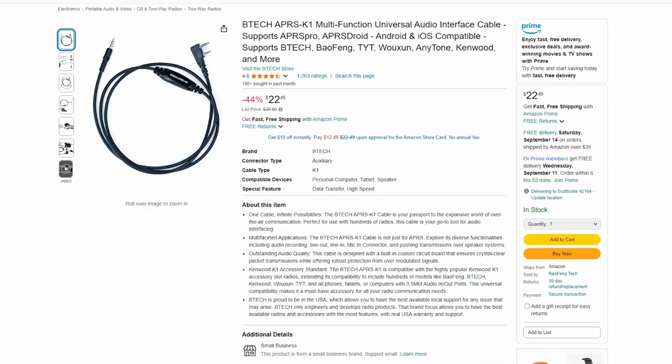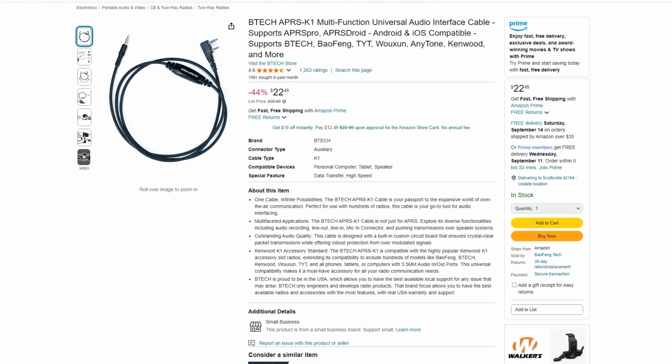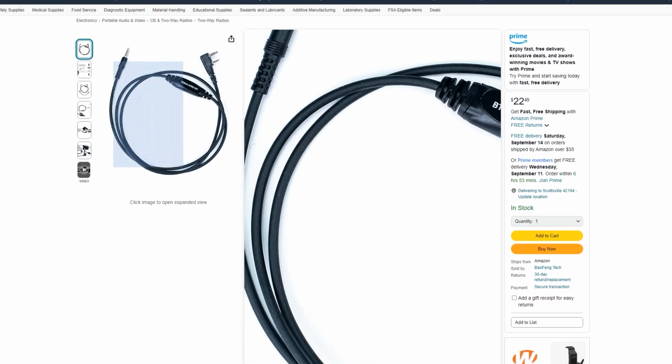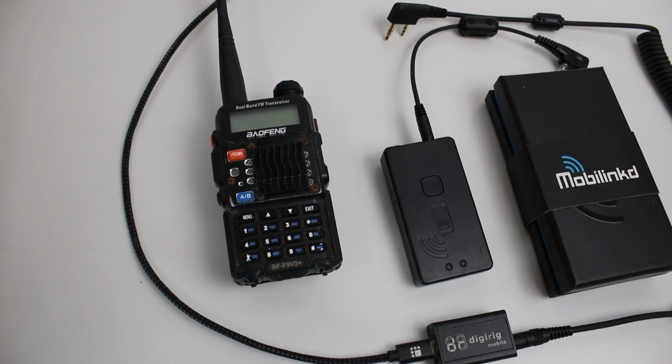I started with the Baofeng and a cheap APRS cable. It wouldn't transmit reliably enough to set up a Digipeater or an iGate like I wanted. So I knew I needed something to fix it. But I was torn between a Digirig and a Mobilinkd.